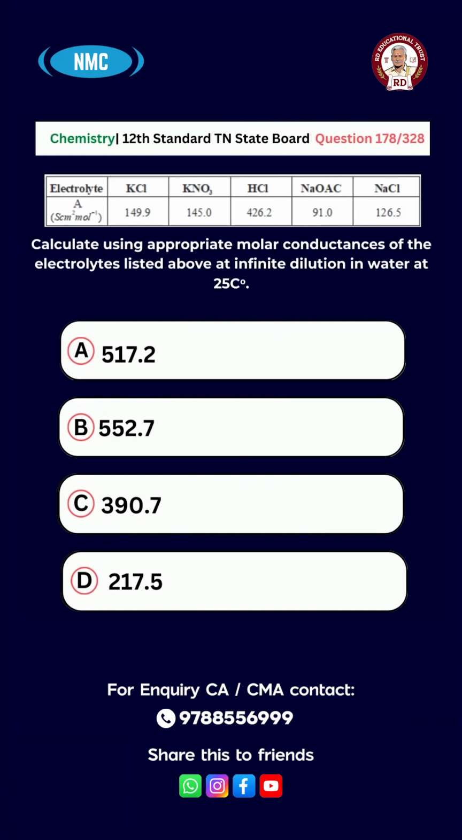Question number 178. Table as given in the question. Calculate, using the appropriate molar conductance of the electrolytes listed above at infinite dilution in water at 25 degrees Celsius: option A, 517.2; option B, 552.7; option C, 390.7; option D, 217.5. The correct option is option C, 390.7.